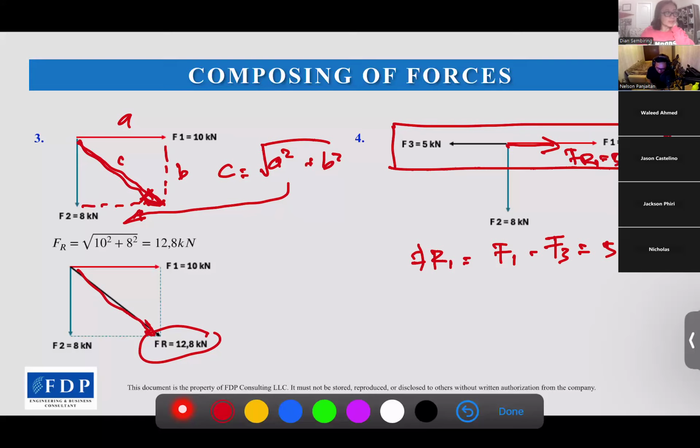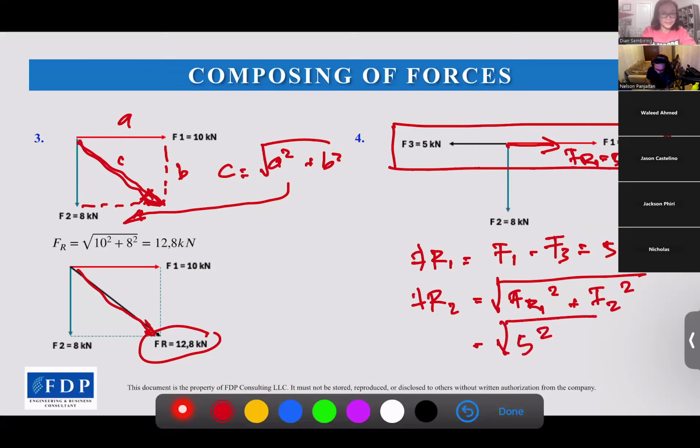And then from FR1 and F2, we combine them together to get FR2, or resultant 2. That will use trigonometry: FR1 square plus F2 square. So it will be the square root of 5 square plus 8 square.